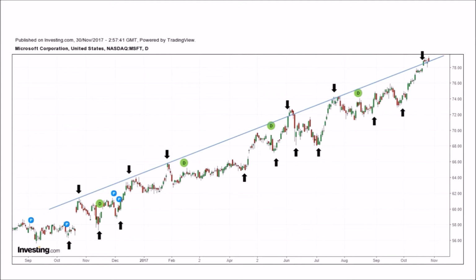So we get this line for its resistance. We use a similar process to draw its support, connecting with a line all its bounces at the support. Thus, by doing this, we get its support line. Now we can see clearly that the trend is an uptrend, together with its support and resistance.